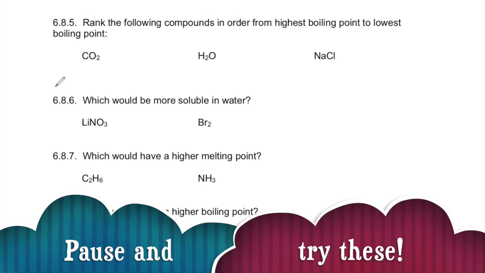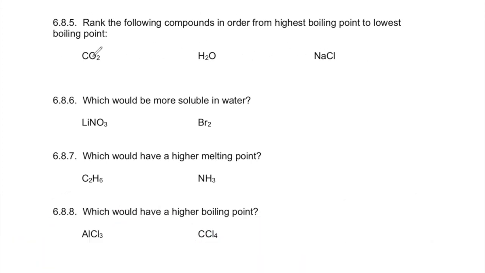Let's take a look at using this information to decide which of these compounds would have the highest and lowest boiling point. We looked at the polarity of the CO2 molecule before and we decided it was nonpolar. We just mentioned water as being able to hydrogen bond. And we know that sodium chloride is an ionic compound. Ionic compounds have the strongest interaction. So this would have the highest boiling point.